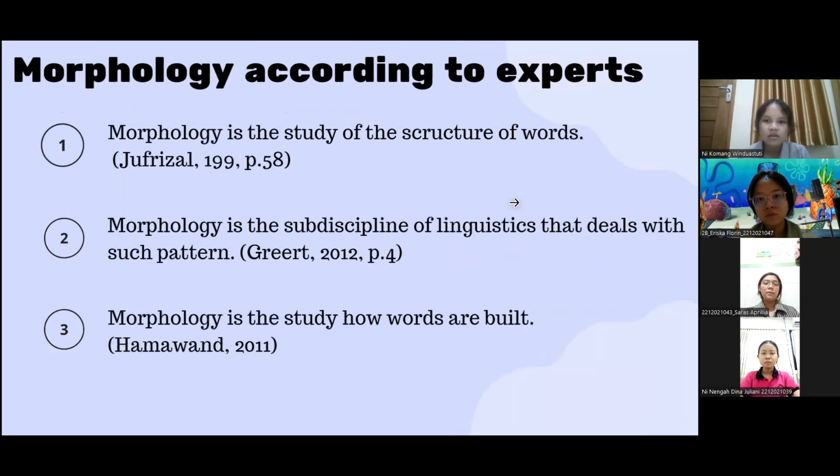So there are some definitions of morphology according to the experts. The first one, according to Jeffrey Sol, says morphology is the study of the structure of words. According to Grid, morphology is the subdiscipline of linguistics that deals with such patterns. And according to Hammerman, morphology is the study of how words are built. So, from the many definitions of morphology, we can conclude that morphology is the branch of linguistics as a part of microlinguistics that studies how words are built from form and pattern in a language that has meaning.